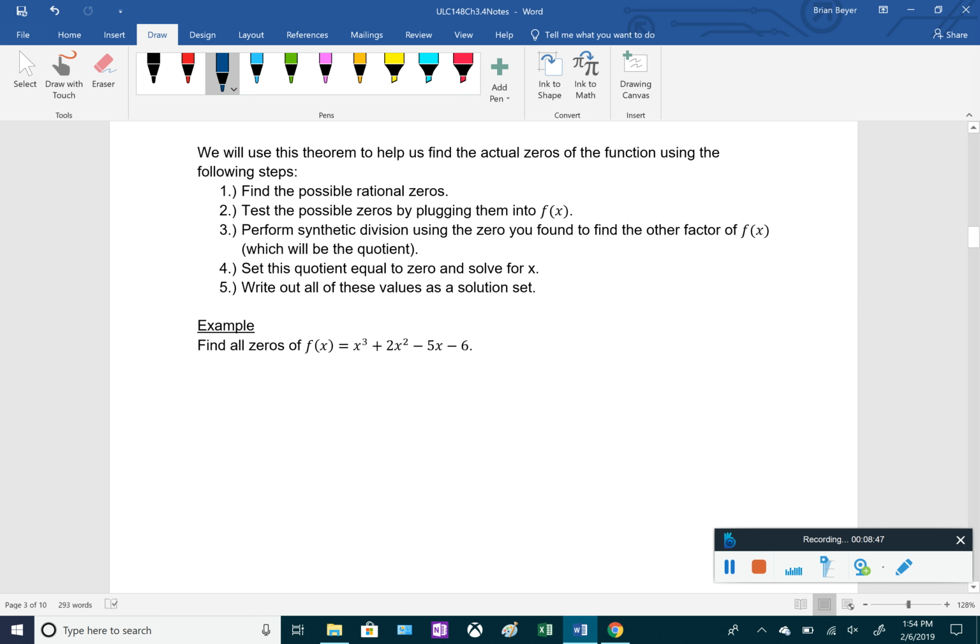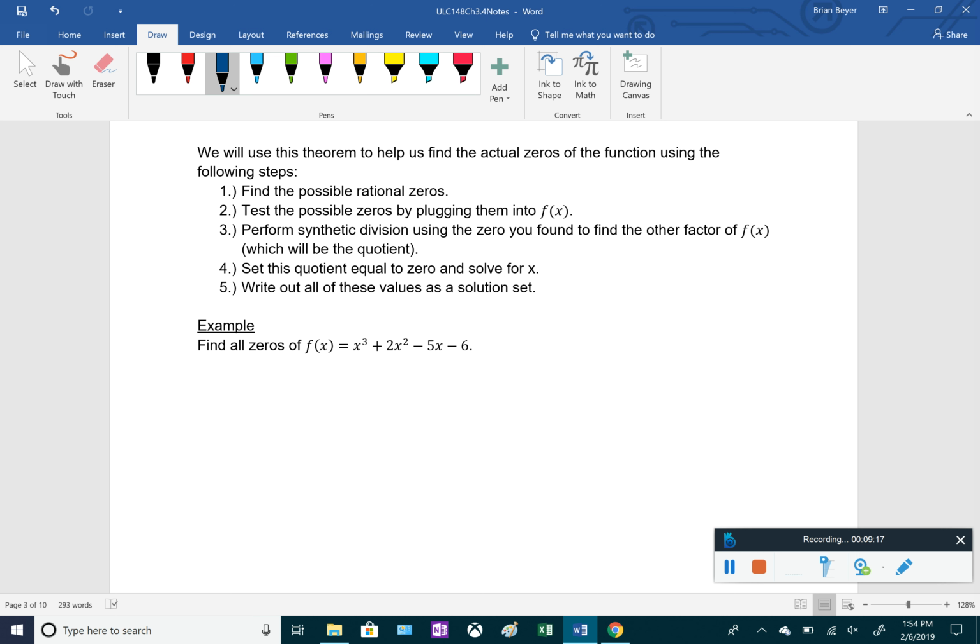So you're probably thinking, well, what use does that do? That doesn't tell us the actual x-intercept, it just tells us what's possible. We're going to be using that to help us find the actual ones. So the steps that we're going to be doing, first step, we're going to find the possible rational zeros, doing what we just did. Then we're going to test all of them until we find one. So we're going to do that by plugging them into f of x and seeing which one is an actual zero. Once we find one, we can stop. We don't have to keep on doing it to all of them.